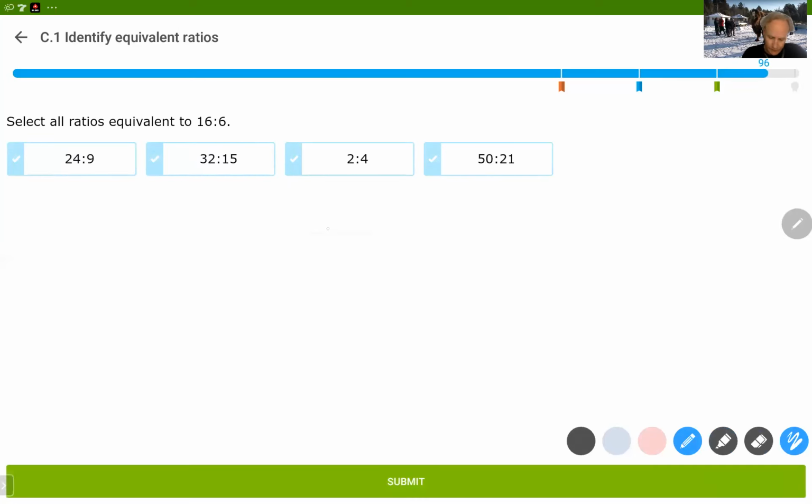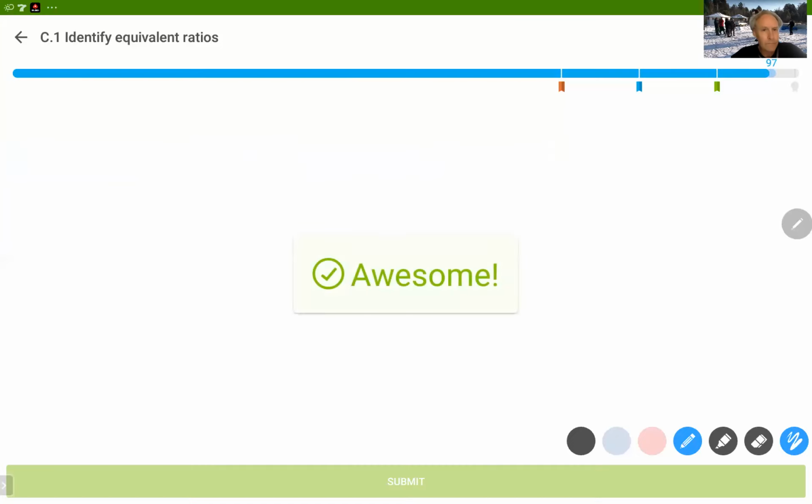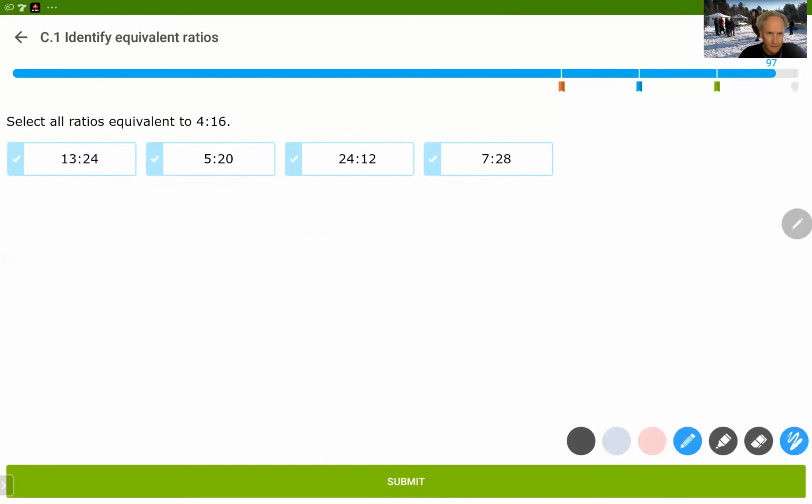16 to 6, we divide by 2, you get 8 to 3, which this one's backwards. This one is times 4, nope. This one is times 3, and that one won't work. 4 to 16 is 1 to 4. Times 5 will give us that one. Times 7 will give us that one. Sorry, that's 1 to 4. So if we can write it a little nicer, there we go. That's it.